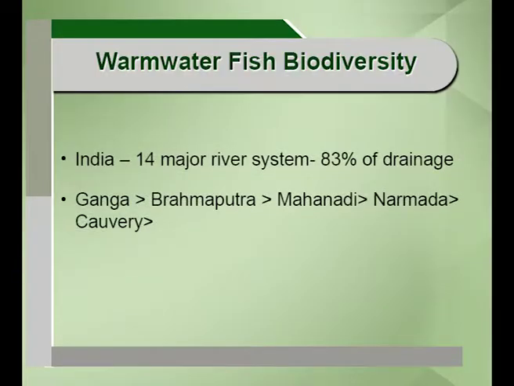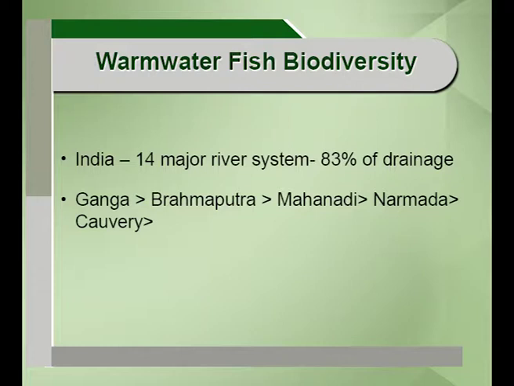And now we will go to warm water fish biodiversity. When I talk about warm water, it is a very important thing because India is known for its aquatic resources. I just mentioned the 29,000 kilometers. You have 14 major river systems in our country, and they constitute 83% of the drainage in our country. The 14 major rivers are Indus, Brahmaputra, Ganges, Mahanadi, Godavari, Krishna, Kaveri, and on the western side Narmada, Tapti, Mahi, so many river systems.